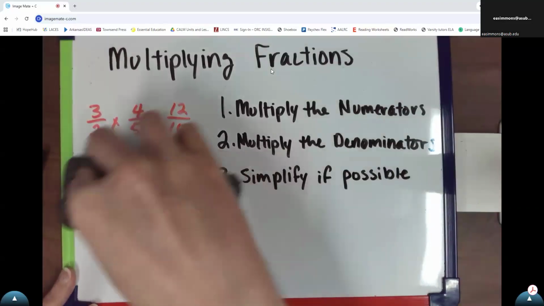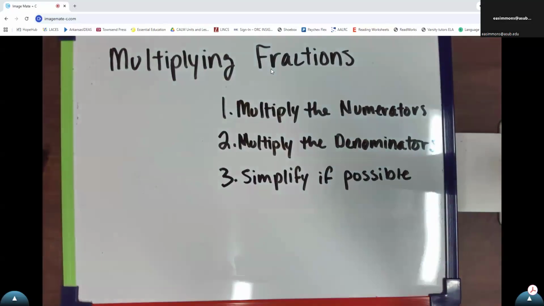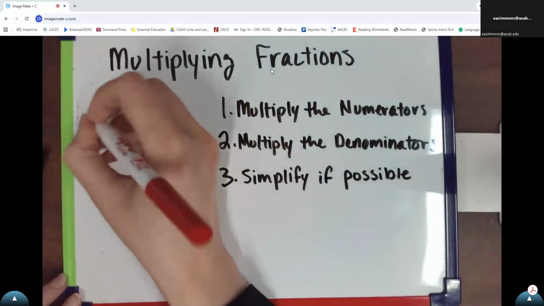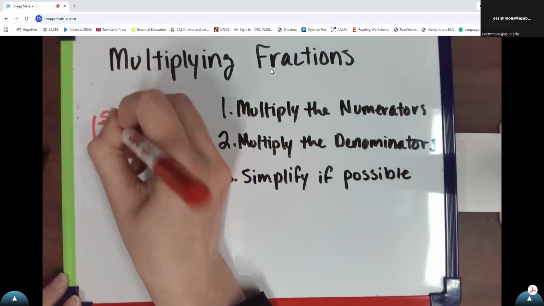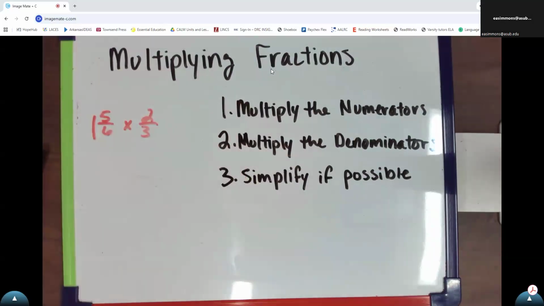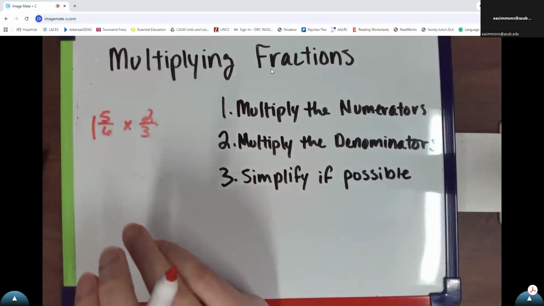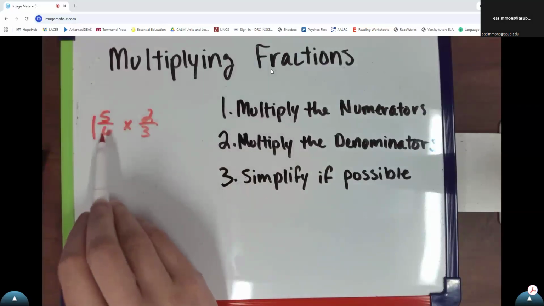We'll do one more. This one's going to have a mixed number, so we've got 1 and 5/6 times 2/3. When we multiply or divide fractions, we want to turn our mixed numbers into improper fractions. And just as a reminder, to turn a mixed number into an improper fraction, we have to start by multiplying our whole number by our denominator.